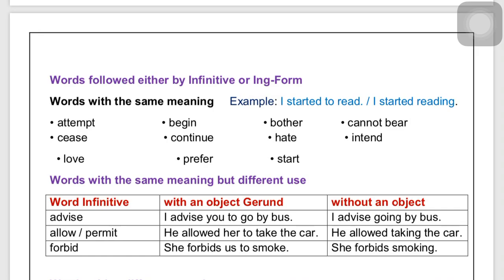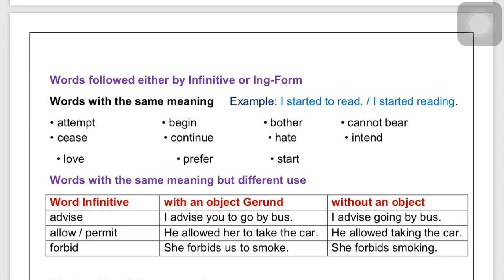Let's see another verb like advise. If I said, I advise you to go by bus, and I advise going by bus, both sentences have the same meaning, but the difference is how to form the sentence. I advise you to go, I use the object, then to go. But when I want to put the verb directly after the verb advise, I say I advise going. I put gerund. I don't say I advise to go. We put the gerund directly after the verb. But if I want to use to plus infinitive, we put the object first, then to plus the verb infinitive. I advise you to go by bus, or I advise going by bus.